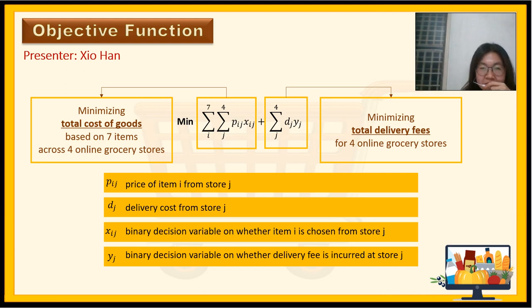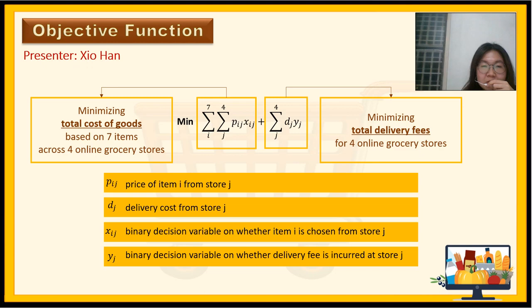So in the formula, the former part is to minimize the total cost of the goods based on 7 items across 4 online grocery stores, and the latter part is to minimize the total delivery fee for 4 online grocery stores.